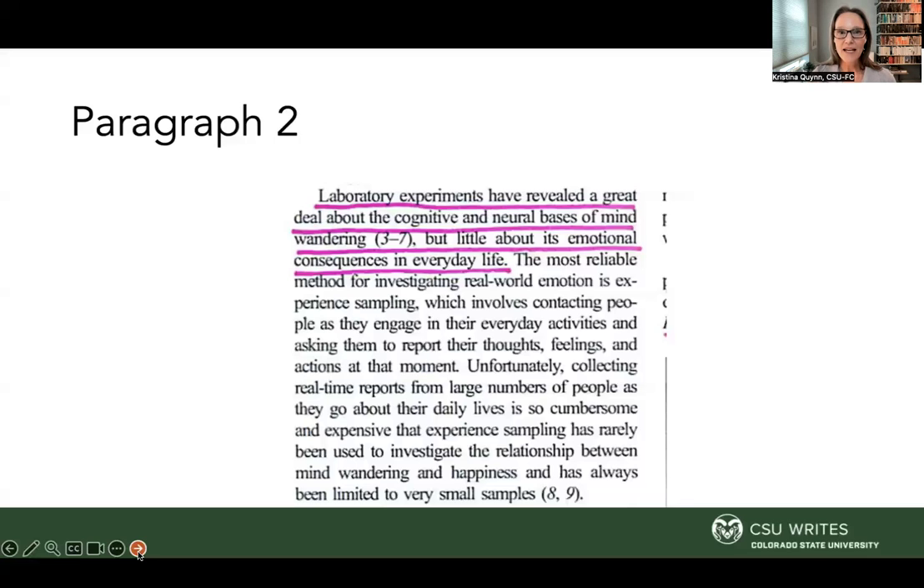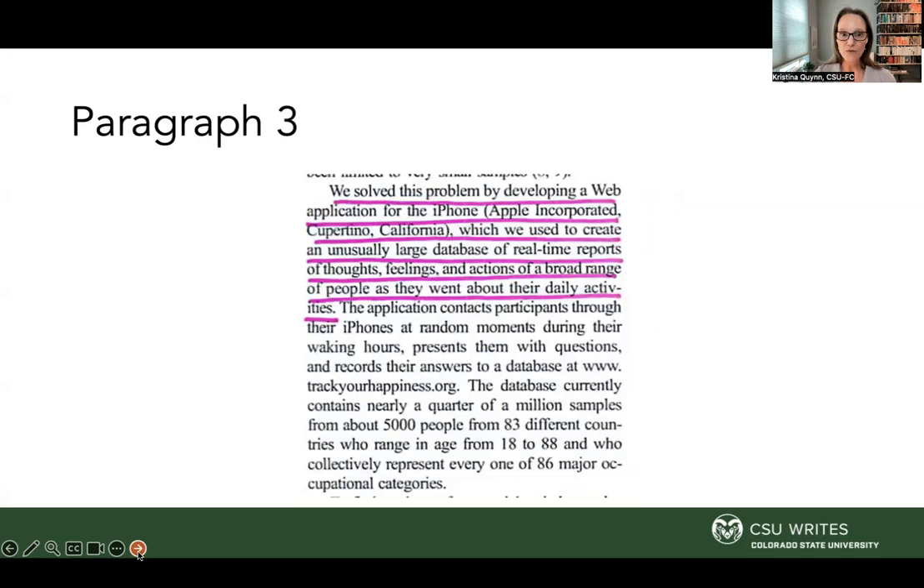Paragraph 2, we're going to have some background. So laboratory experiments have revealed a great deal of the cognitive and neural bases of mind wandering, but little about its emotional consequences in everyday life. And so this is what we're getting to specifically. How do we measure that? What do we do? We put together a web application for the iPhone. This is our methods, right? Which we use to create an unusually large database of real-time reports of thoughts, feelings, actions of a broad range of people as they went about their daily activities.